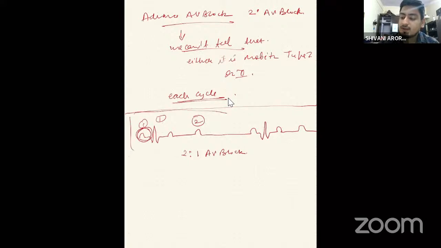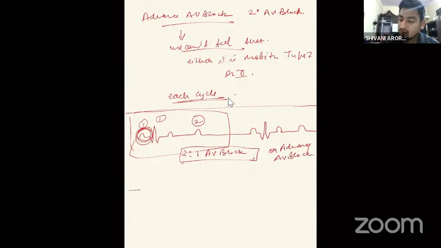So like this is one cycle. In this cycle we have only one PR interval, and the second time there is no QRS complex, so there is no PR interval. So in each cycle we have just one PR interval, and we cannot compare it with another one. So definitely we cannot tell whether it is a Mobitz type 1 or Mobitz type 2 block. In that condition we call it a 2:1 AV block or advanced AV block.